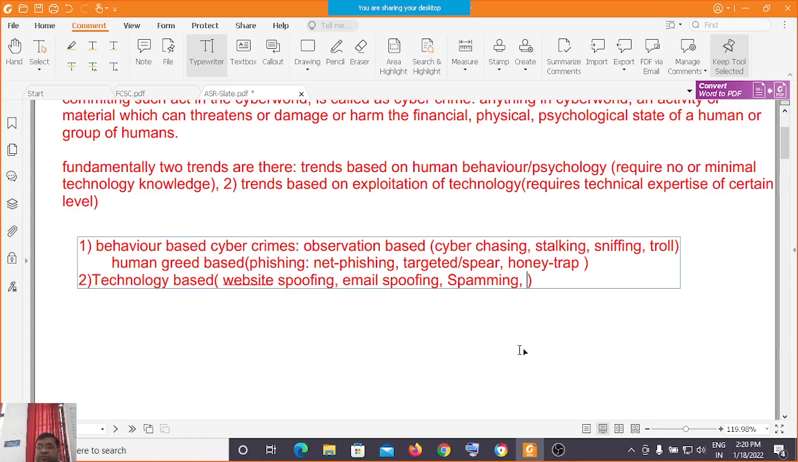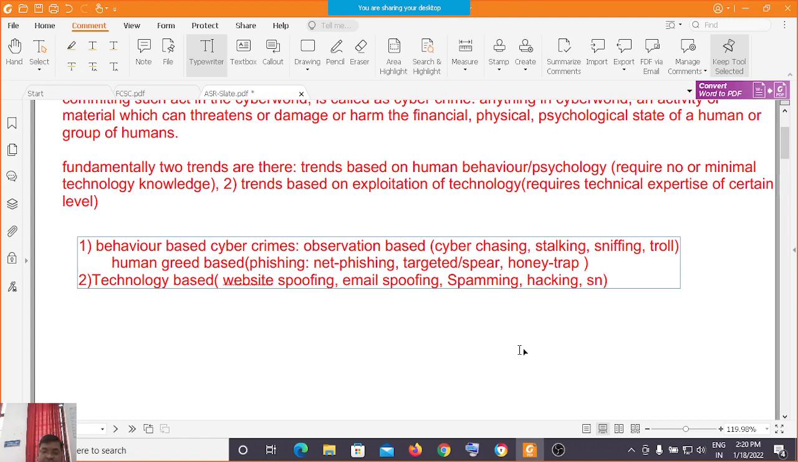Spamming is there, email spoofing is there, website spoofing is there. To spoof means creating something which looks like the original but is a duplicate. So spamming is technology based. Then hacking requires the utmost technological knowledge, otherwise you can't hack into other systems.